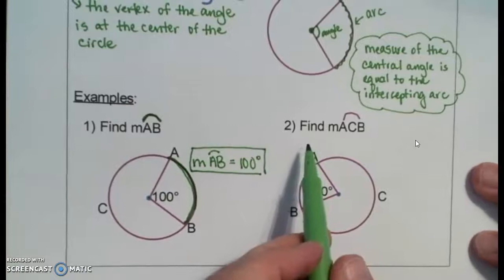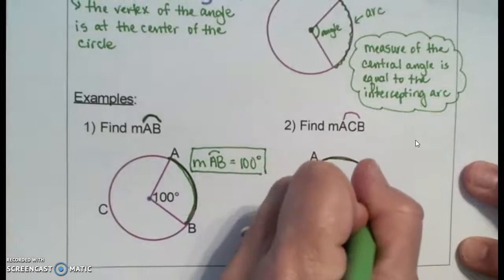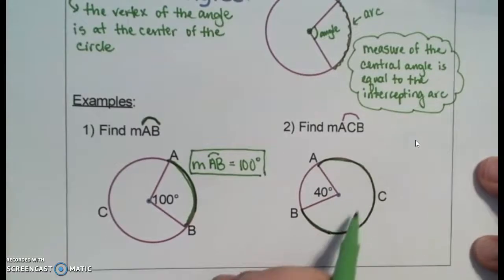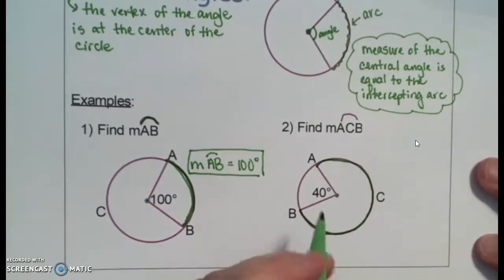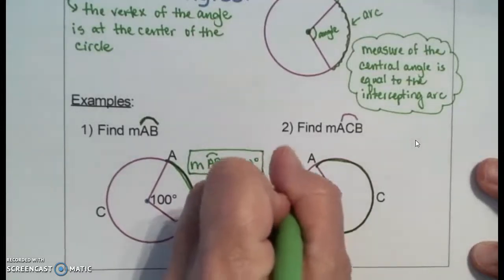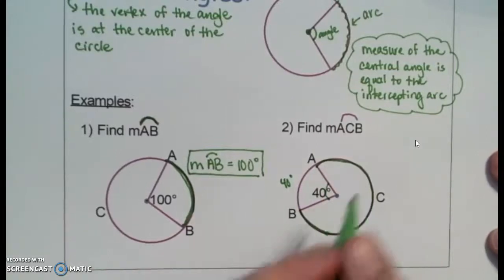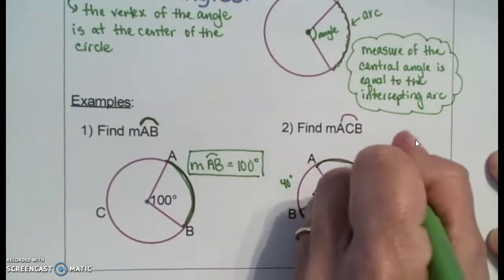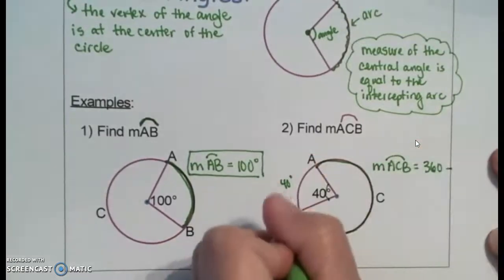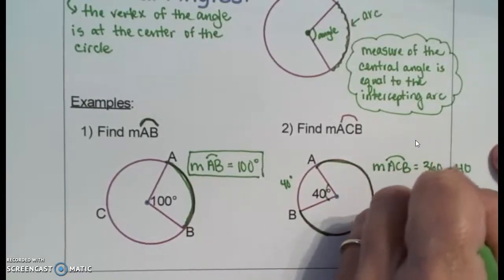In example 2, it asks us to find the measure of arc ACB. So go in the same order that they gave it to you, ACB. So we're looking for all of this part. So in this case, I know this angle is 40 degrees, so its intercepting arc is 40 degrees. There's 360 degrees in that whole circle, so for me to find the measure of arc ACB, I'm simply going to take 360 and I'm going to subtract off this 40 for 320 degrees.